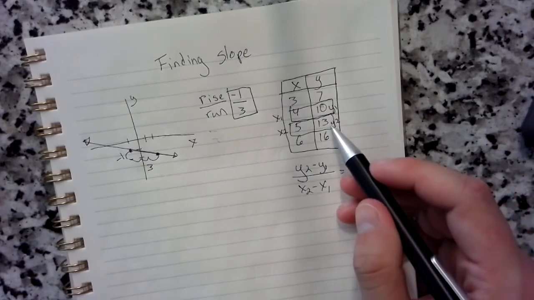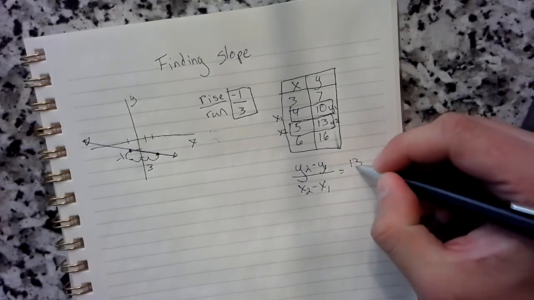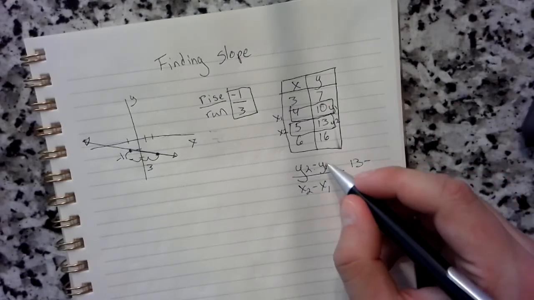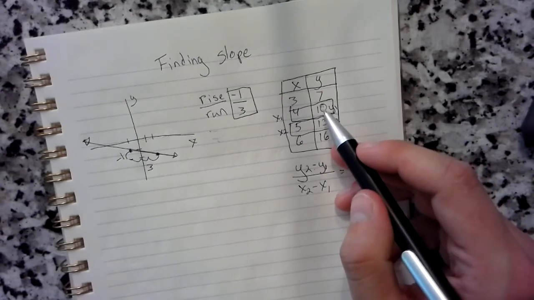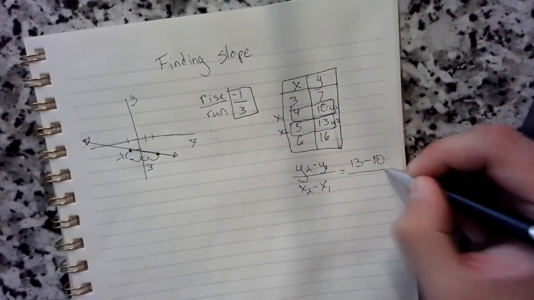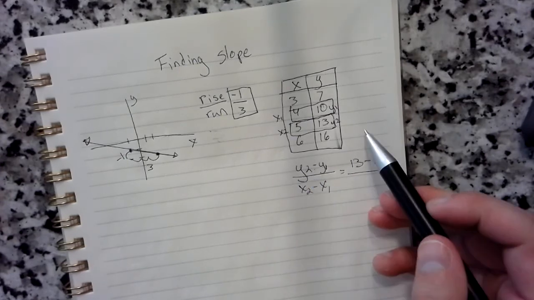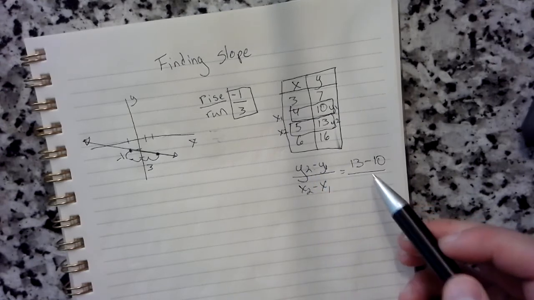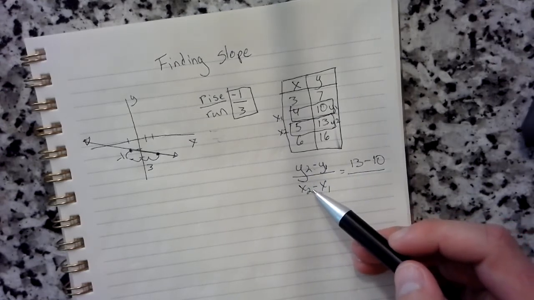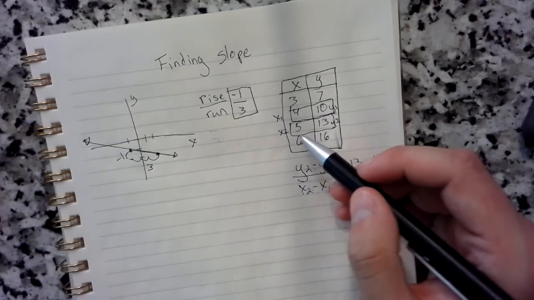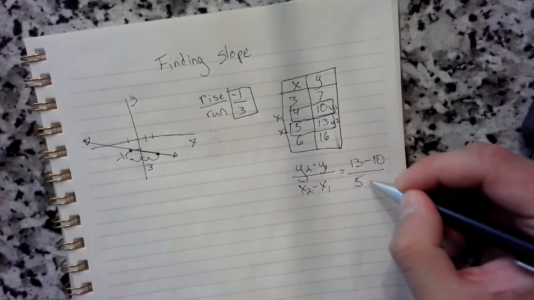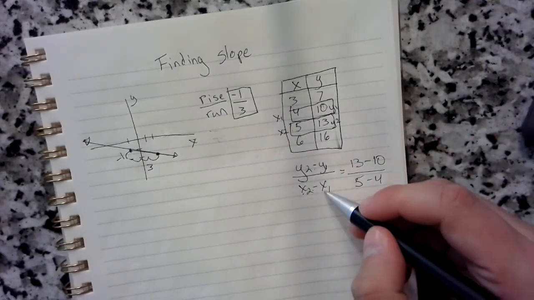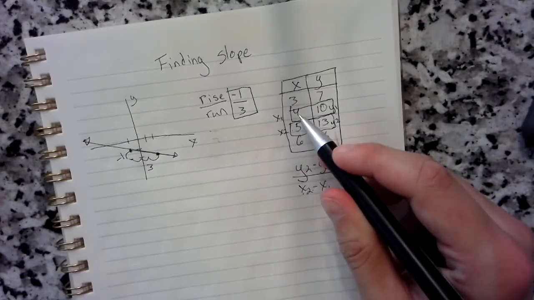So what did we say y2 was? Well, we said it was 13. So 13. The equation says we need to subtract, so 13 minus, what was y1? Well, we labeled y1 as 10. So right now, y2 is 13, y1 is 10, y2 minus y1 is 13 minus 10. Now we're going to do the same thing for the bottom part. What did we say x2 was? Well, we labeled x2 as 5. And what did we say x1 was? Well, we labeled x1 as 4. x2 minus x1, 5 minus 4.